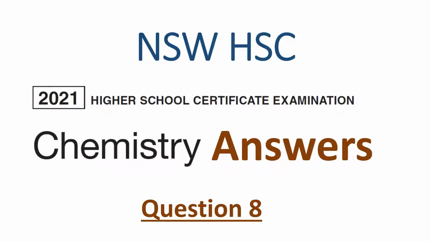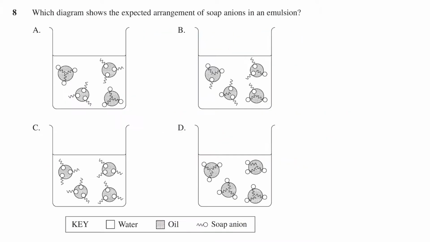In this video, we will go over the answer to question 8 of the 2021 New South Wales HSC Chemistry Exam. This question asks, which diagram shows the expected arrangement of soap anions in an emulsion? This is followed by 4 diagrams of possible arrangements for oil in water emulsions, created using soap as an emulsifying agent. The key shows that the grey circles represent the oil droplets, white circles with squiggly lines are the soap anions, and the medium therein is water.